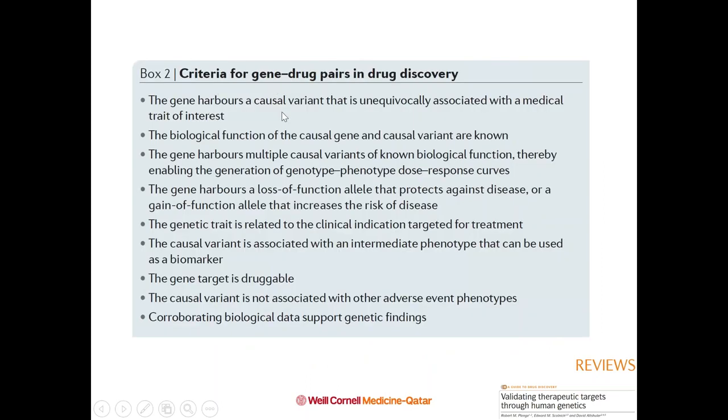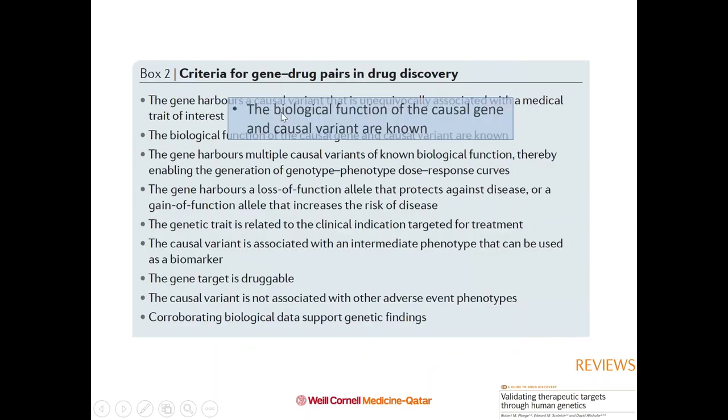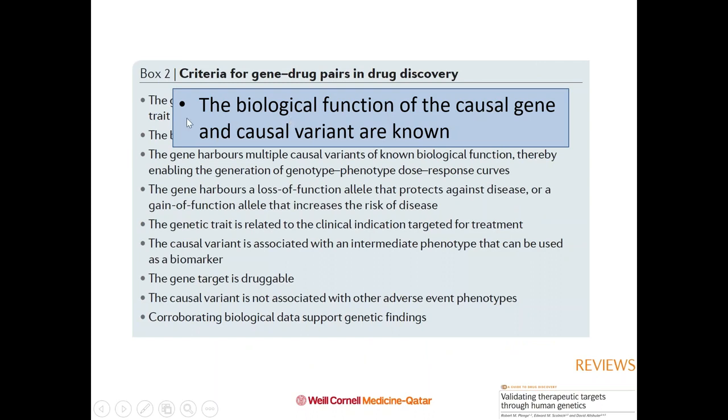He has put up in that review paper a number of criteria, and I just want to highlight a few that apply to metabolomics. One would be that the biological function of the causal gene and the causal variant are known. That's very clearly the case in metabolomics, because we have this match between the enzyme and the metabolites.